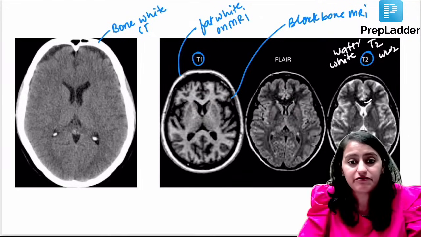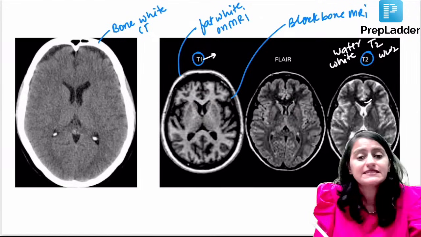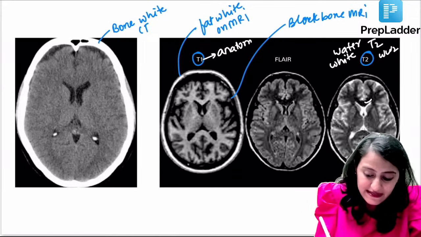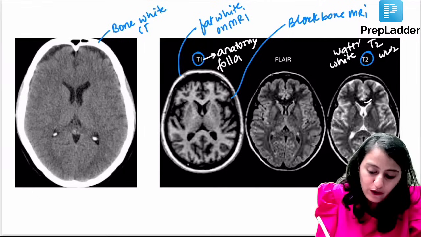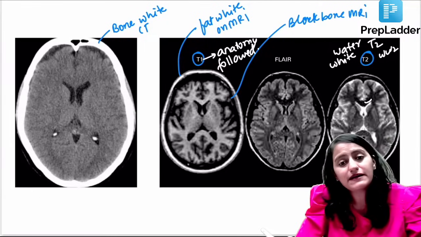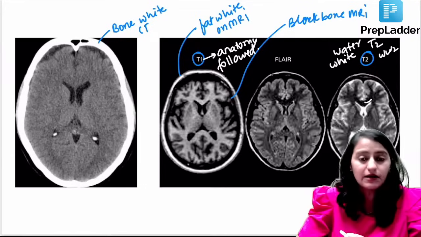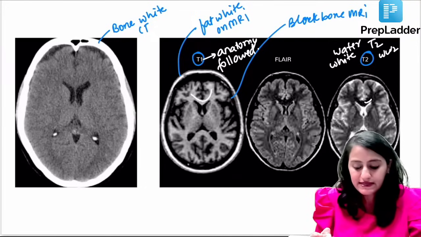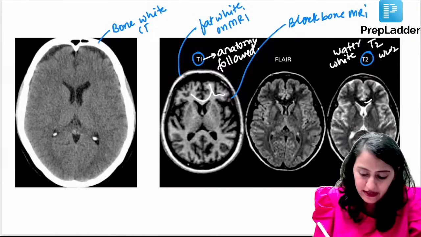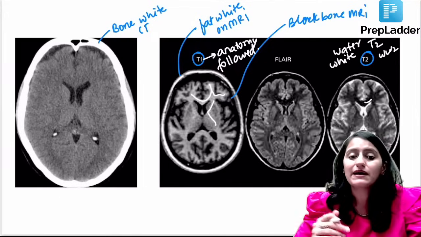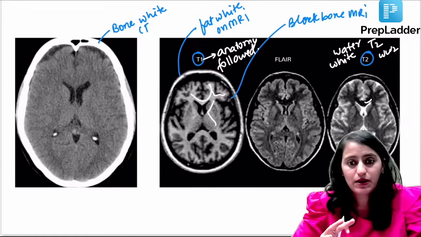How do you identify? Then look at white matter. T1, 1 is your first year subject, anatomy, is followed in T1. White matter is white and gray matter is gray. As is their anatomical name, so is their appearance. You can see the corpus callosum, the subcortical white matter, the internal capsule. This is white. So white matter is white, and it's a T1 weighted MRI.